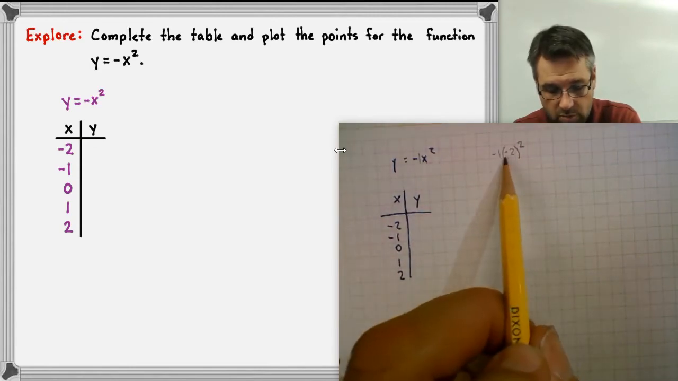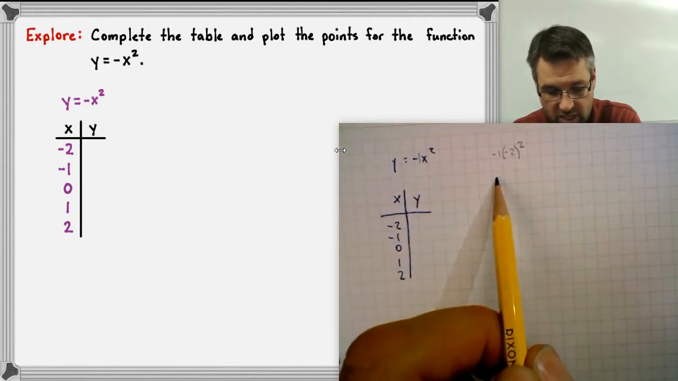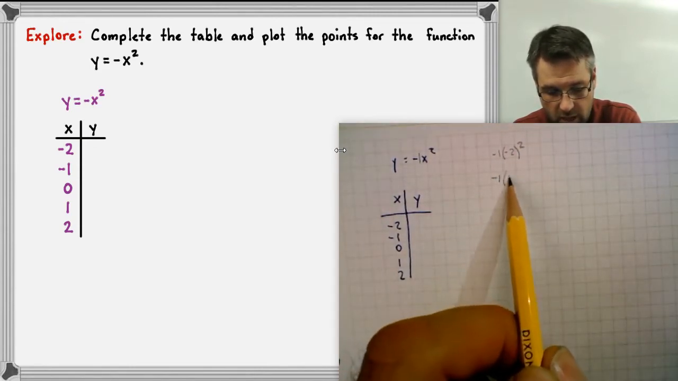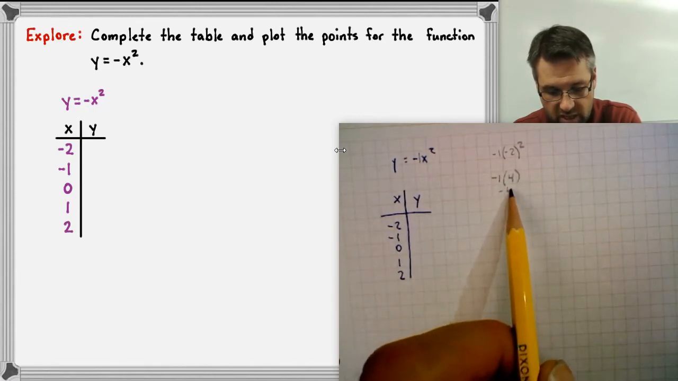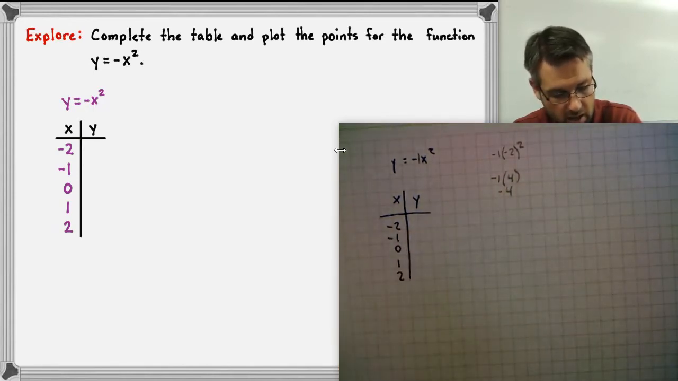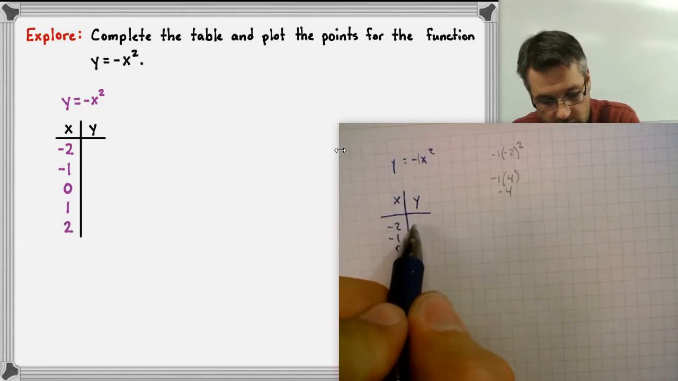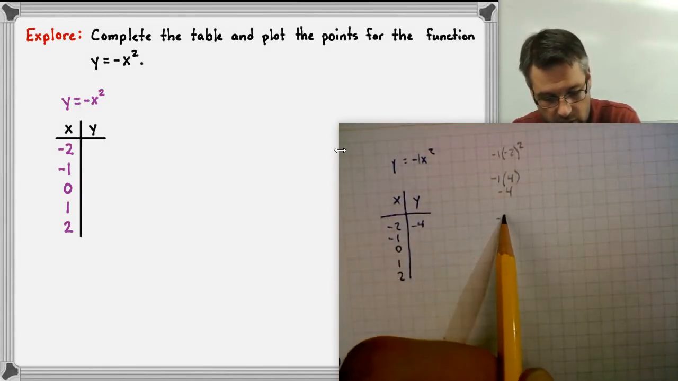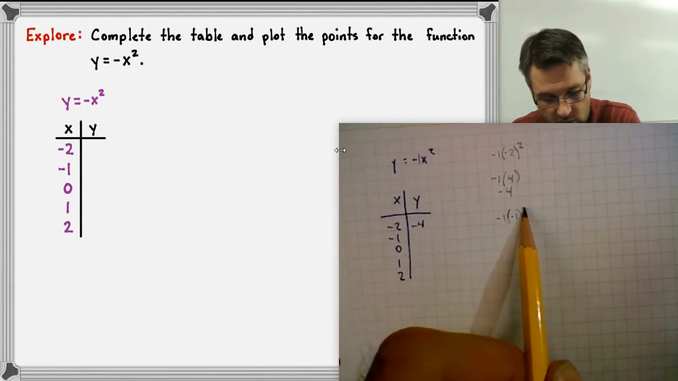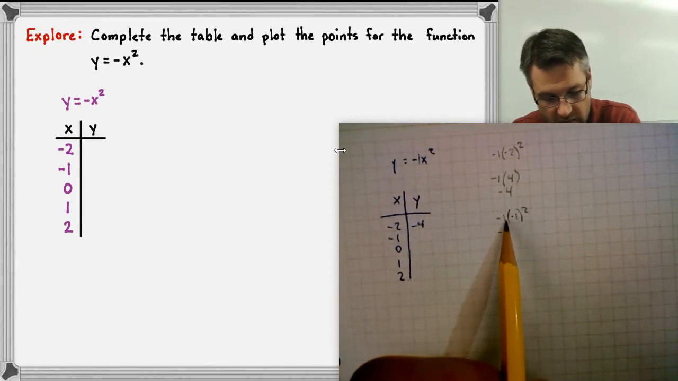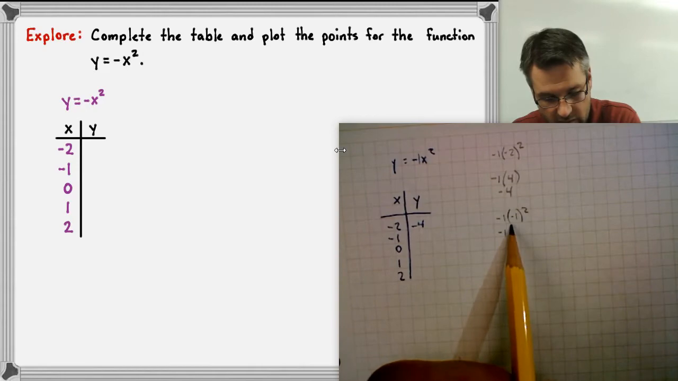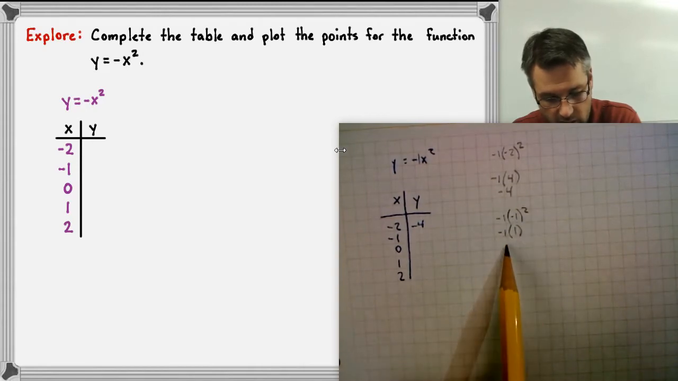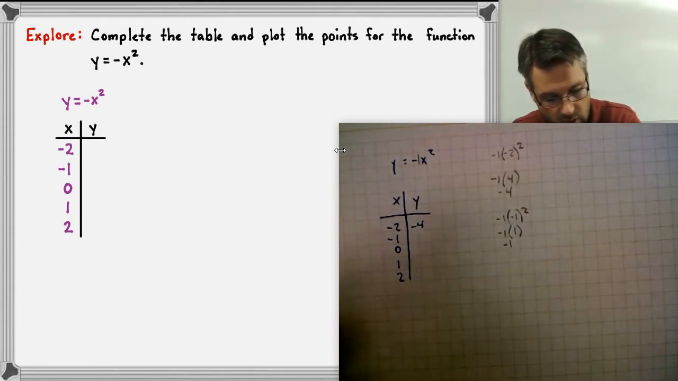We don't multiply those first, we do the exponents first. So it'll say -1 times +4, which is -4. So then my y value when x equals -2 is -4. We can do the same thing with the -1. So -1 times -1 squared. We keep that -1 there, and we square that other -1. So -1 squared is 1, and that results in -1.